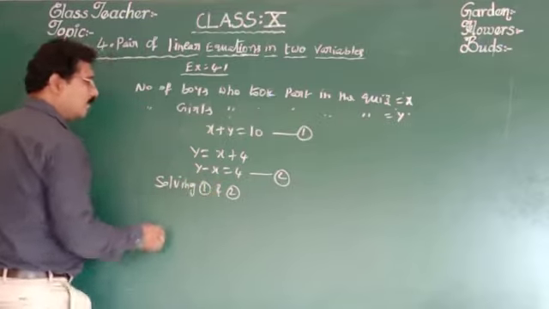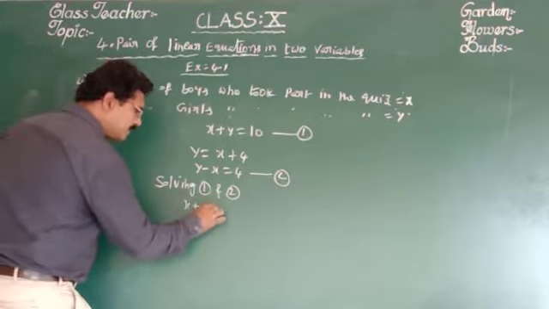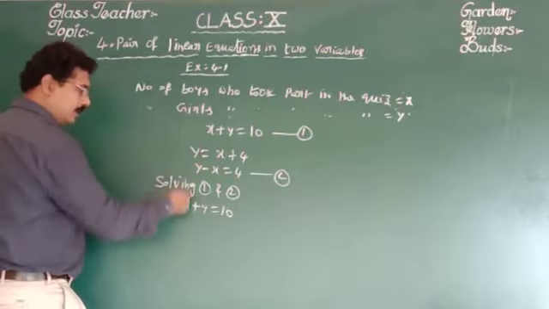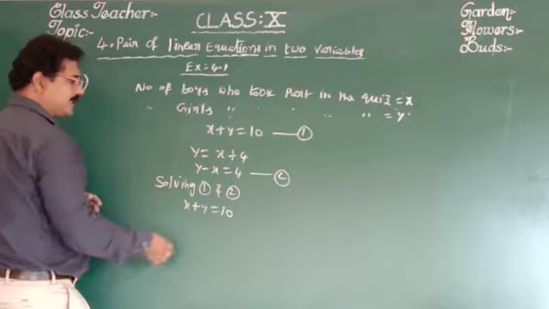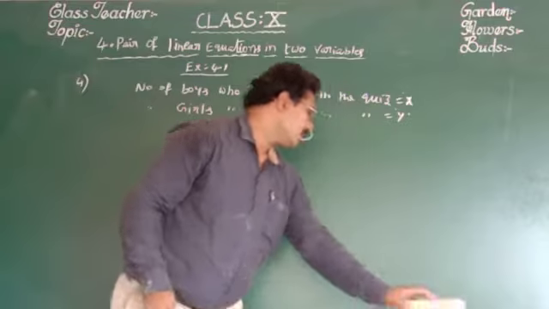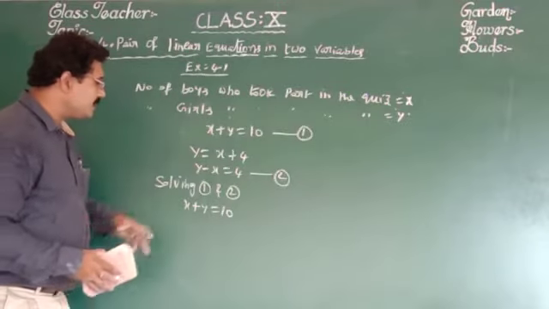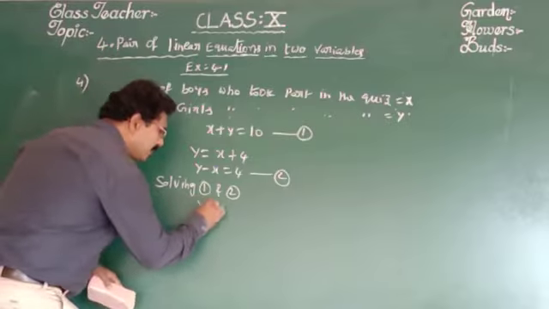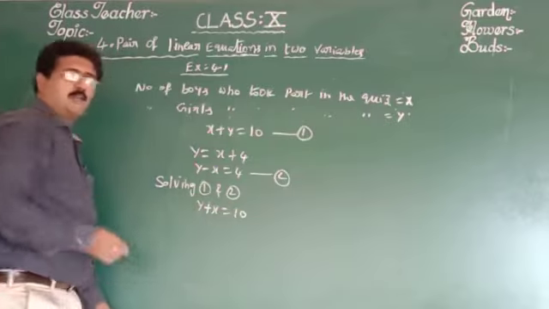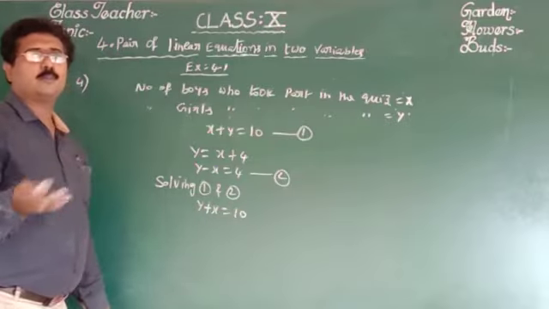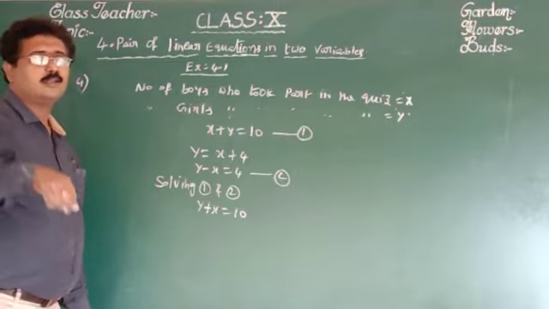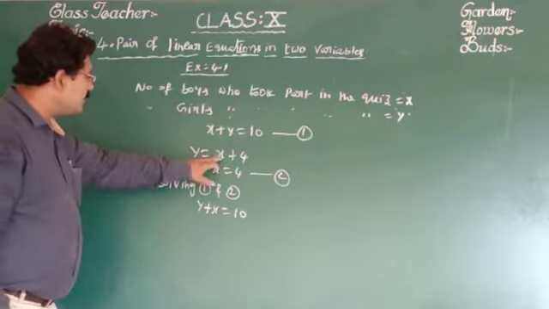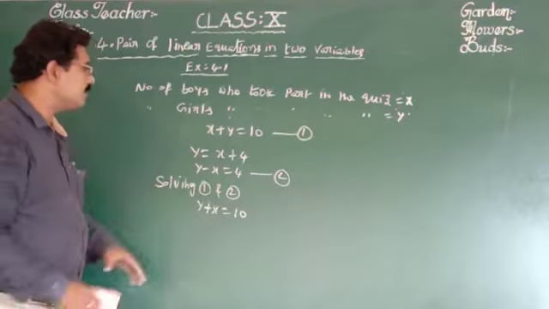Now solving 1 and 2. What is 1? x plus y is equal to 10. What is 2? y minus x. Here you just change the order. If you want to write y minus x, it is better to write x plus y as y plus x is equal to 10. Why? Because 3 plus 2 is nothing but 2 plus 3. Both are the same by the commutative property. So instead of x plus y, write y plus x is equal to 10.